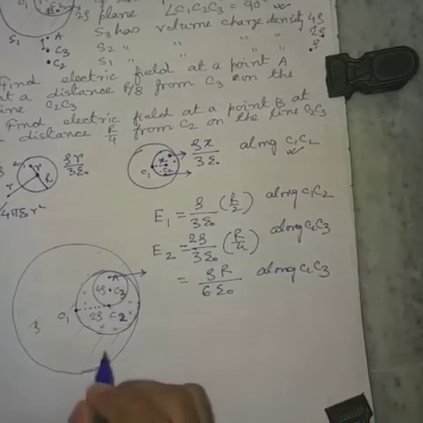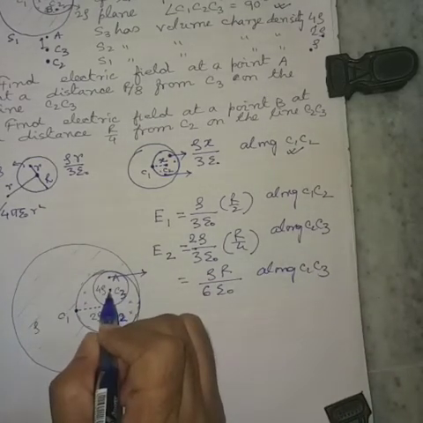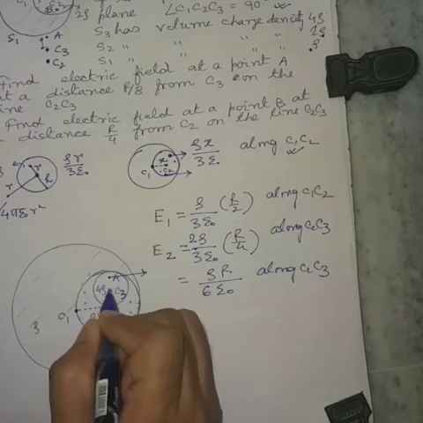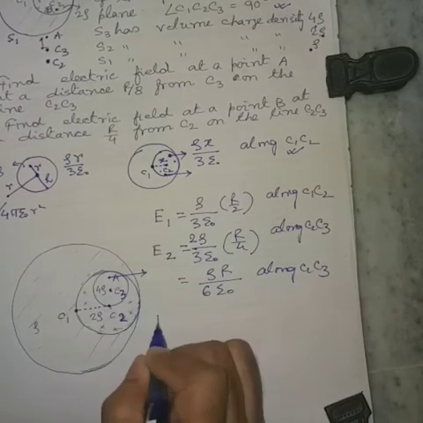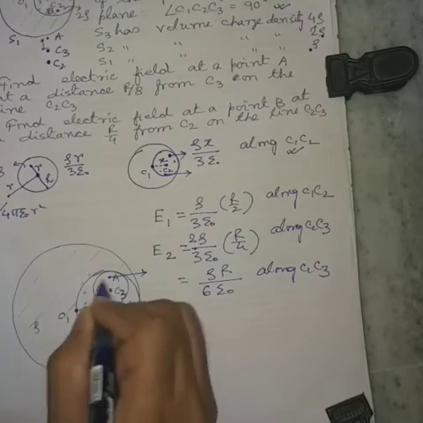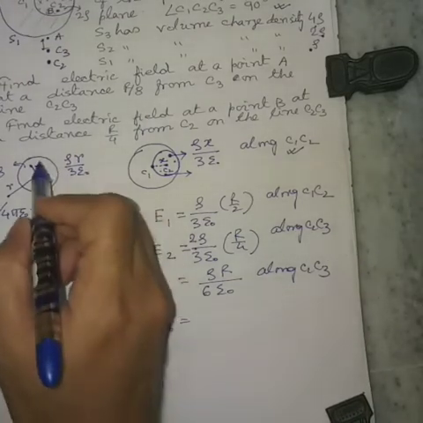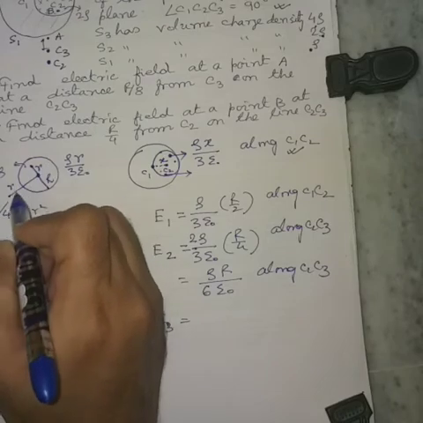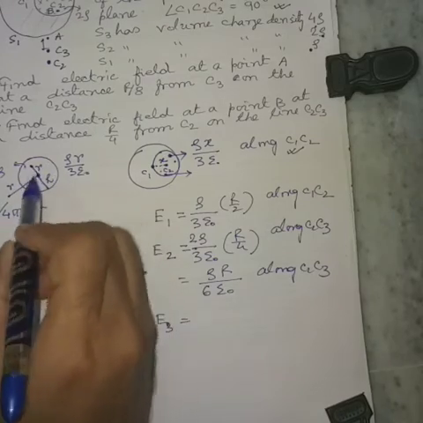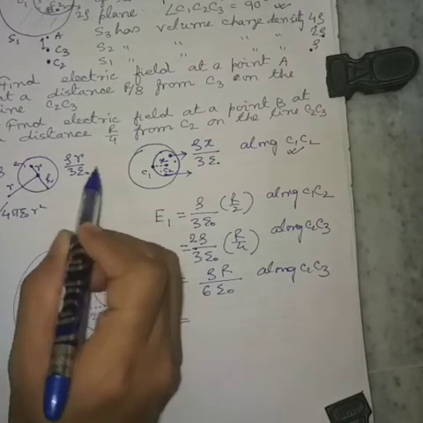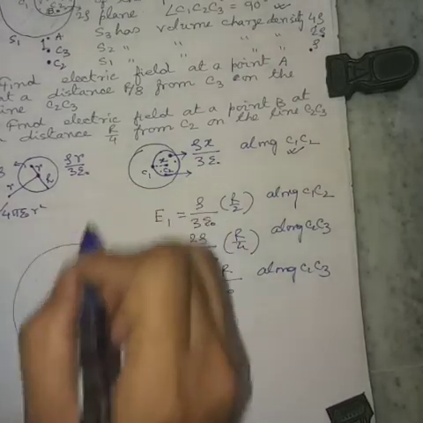This is E2, and electric field at the point A due to the sphere S3, that is the smallest sphere, you can directly use the formula, that is electric field at any point inside a charged sphere is rho r by 3 epsilon naught.